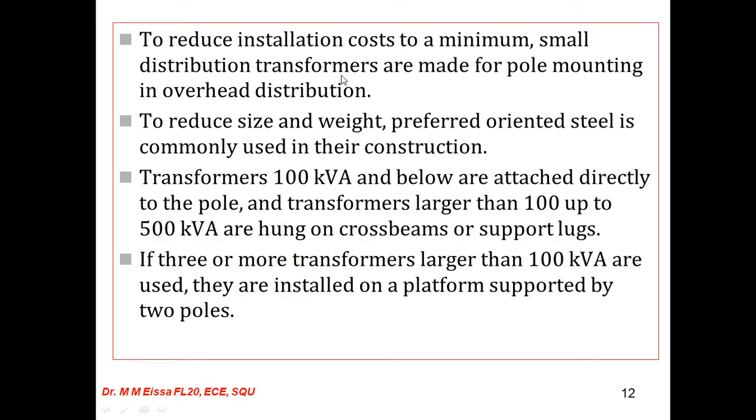To reduce installation costs to a minimum, for small distribution transformers, we can use pole mounting in overhead distribution. It is more common to reduce the size and weight. So to reduce the installation cost, we use pole mounting. But to reduce the size and weight, preferred oriented steel is commonly used in their construction.